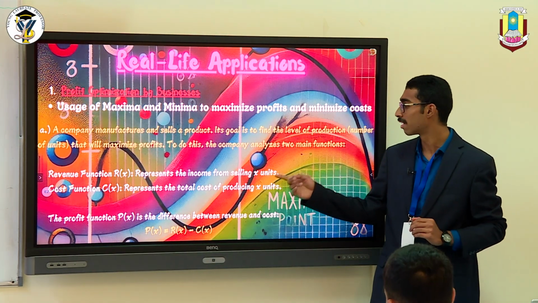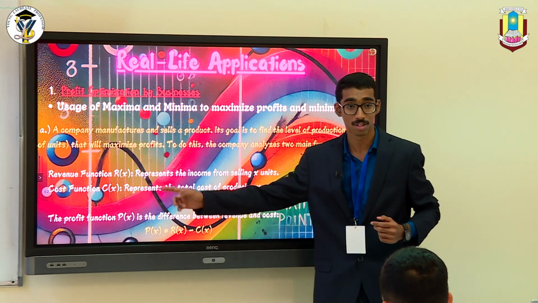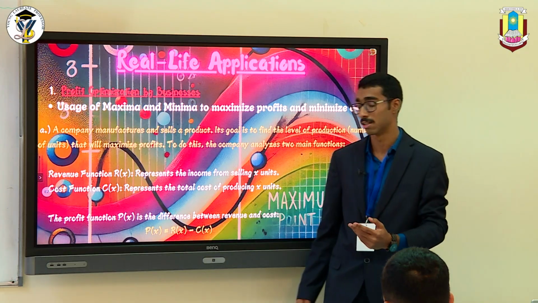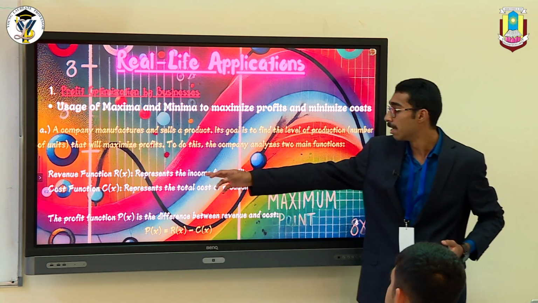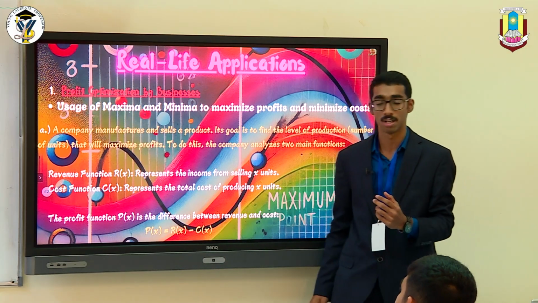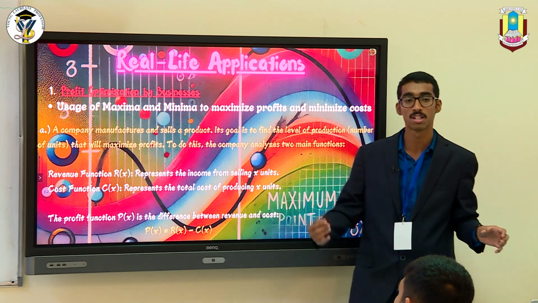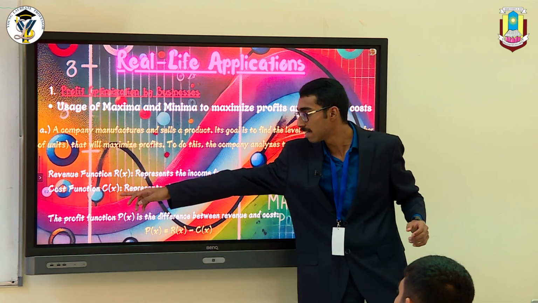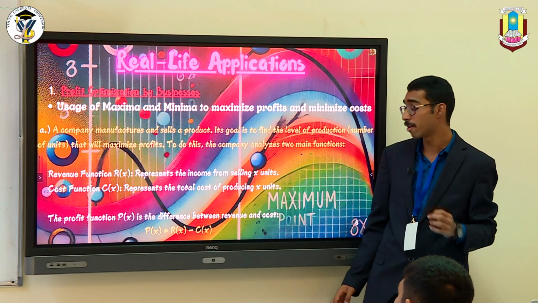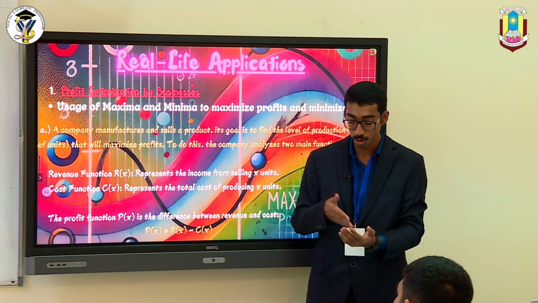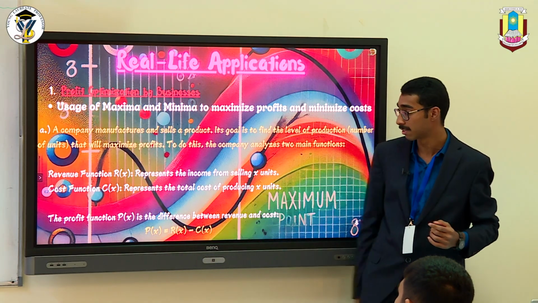To do this, the company analyzes two main functions. The revenue function, that is how much income it will generate, is denoted by R(x) and represents the income from selling x units. x is a variable here. After selling this many units, what is the revenue generated? And second is the cost function, C(x). It represents the total cost of producing x units. To produce those units, you need some cost, and that is represented by C of x.